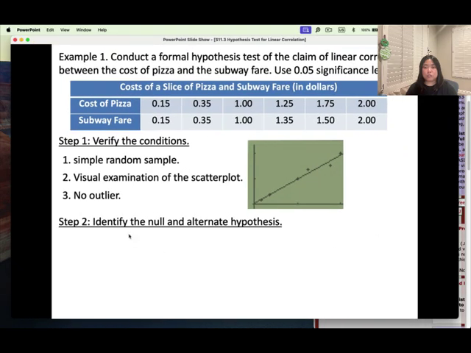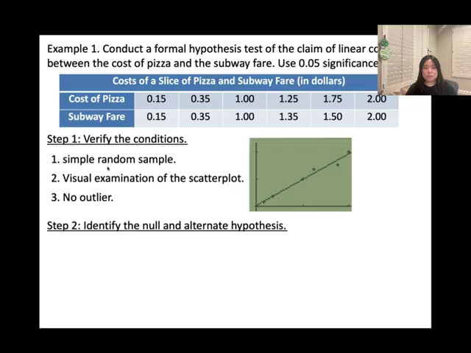Now, we're going to look at the null and alternate hypotheses. The null hypothesis will be rho equal to 0, meaning there is not a significant linear correlation. And then the alternate hypothesis is rho not equal to 0, so there is a significant linear correlation. And again, this is going to be a two-tailed test.